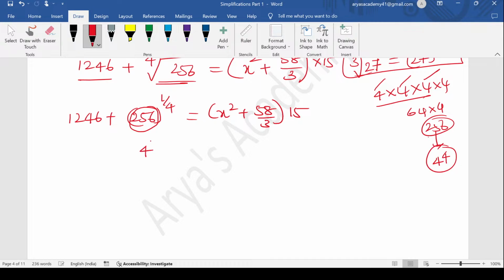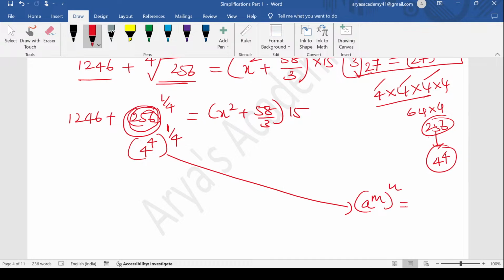So if you write 4 to the power of 4, that is equal to 256. But in the whole power, we are again having 1 by 4. If you see this equation, this is another formula: a power m whole power n is equal to a power m into n. So this is the formula. You would have definitely learned this probably in 7th or 8th standard. If you have a power m whole power n, then you write it as a power m into n.